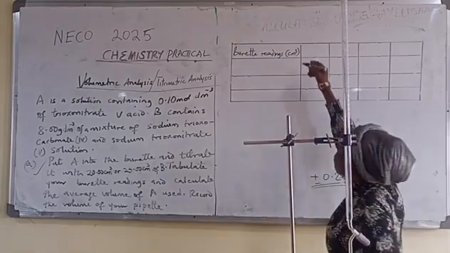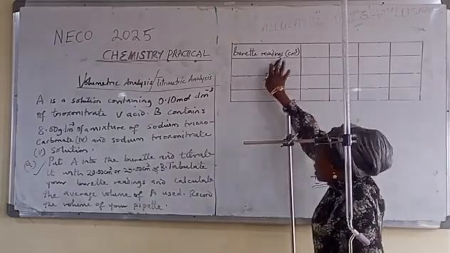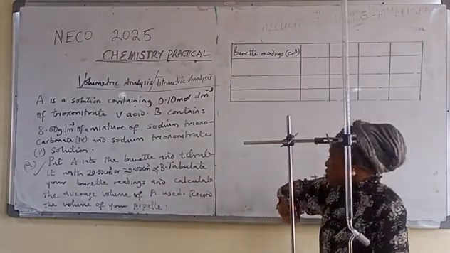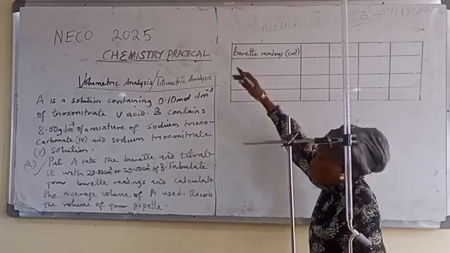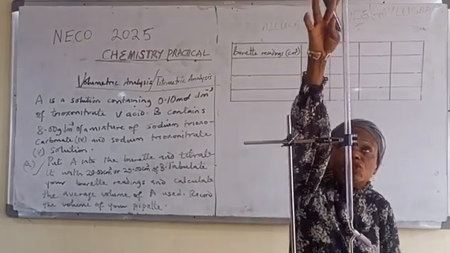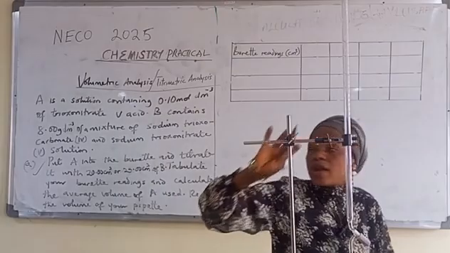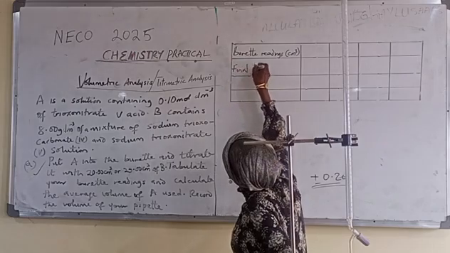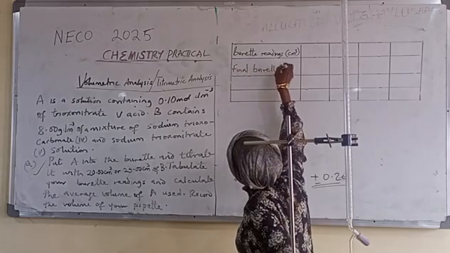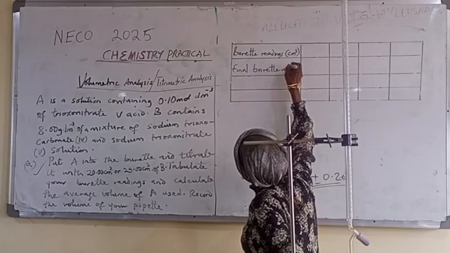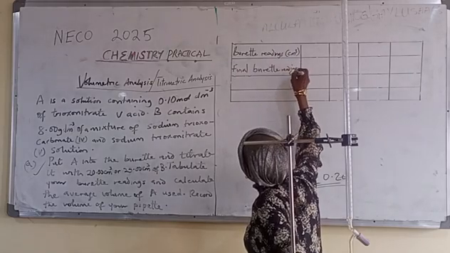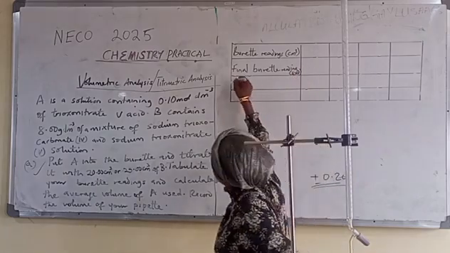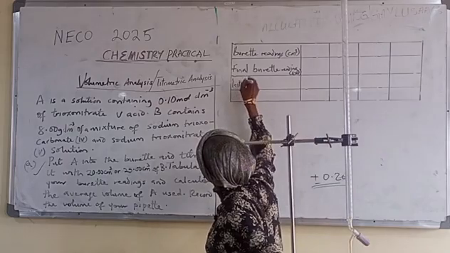So we have burette readings now. As the question has asked us to tabulate our burette readings, meaning the acid, the value from your initial value and your final value. So we have final burette reading. Always put units in everything. Put units to be on the safe side. Then we have initial burette reading.